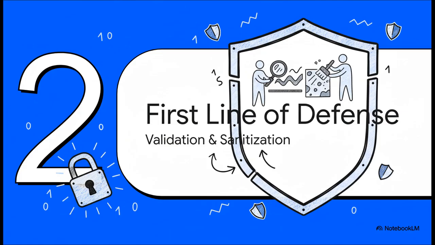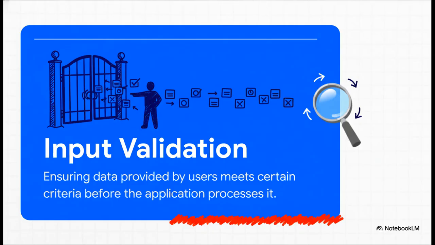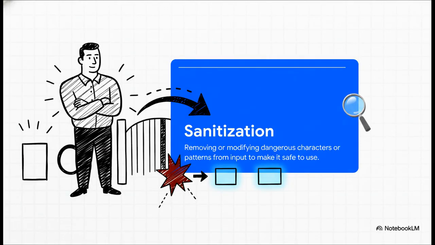This is where we call in the security team, validation and sanitization. So first up is input validation itself. This is your gatekeeper, your bouncer. Its job is actually pretty simple. Check the incoming data against a set of rules before you let it in. Does it have the right format? Is it the type of data we expect? Is it too long or too short? If it doesn't check all the boxes, it doesn't get in. End of story.